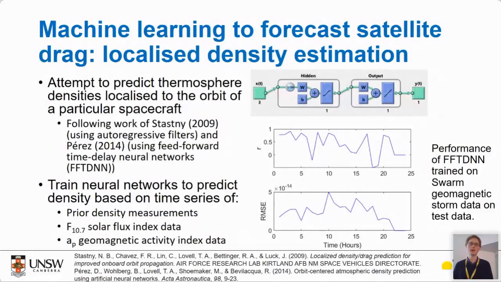In order to better predict the densities for particular satellites, I've been looking into an approach of localized density estimation. So the idea is to determine or forecast thermosphere densities along the orbit of a particular satellite. This approach goes back to work by Stastny and Perez. I've been training neural networks in order to predict density based on time series of prior density measurements, as well as indices, including the solar flux index, F10.7, which basically reflects the energy input into the thermosphere, and Ap, which is the geomagnetic activity index.